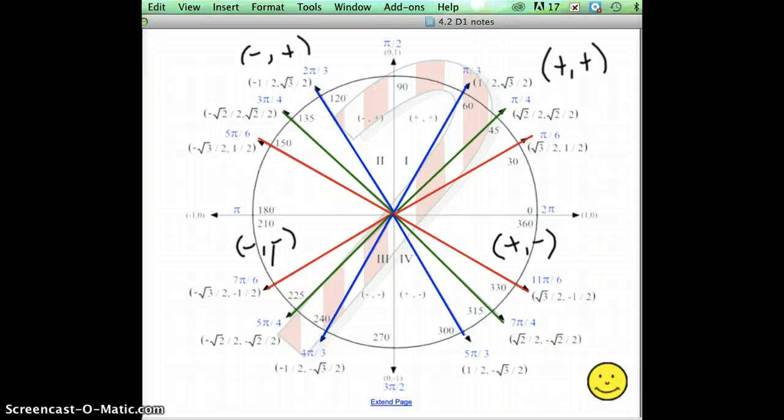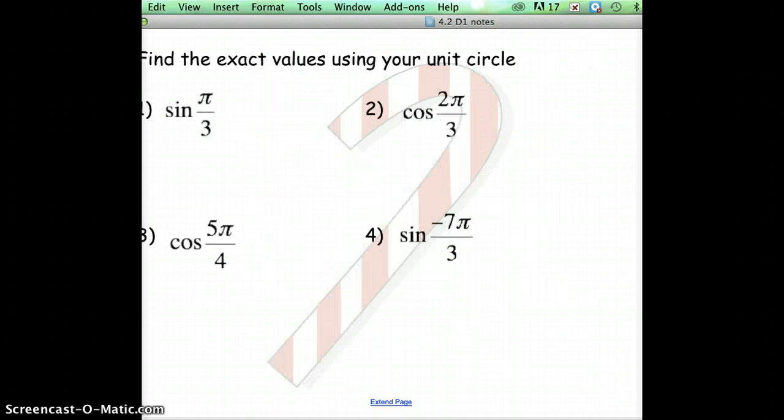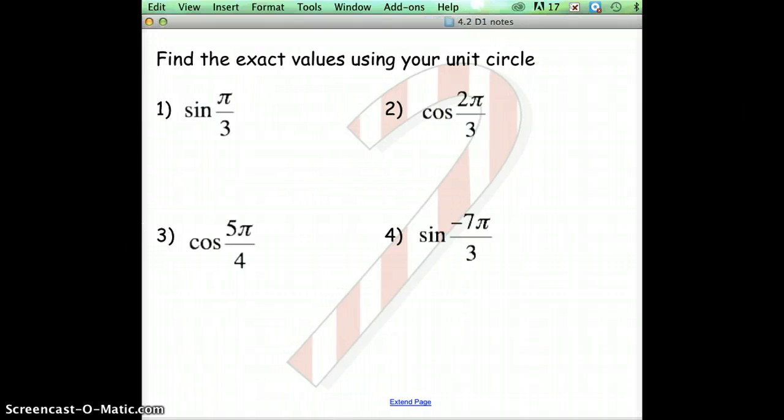I don't know why there's this little mark right here, but I'll get rid of it. Okay, so now we're going to use the unit circle to find these exact values.